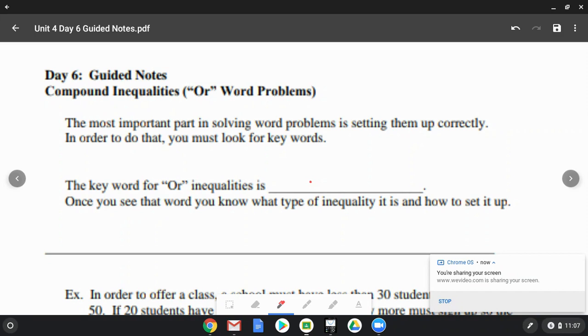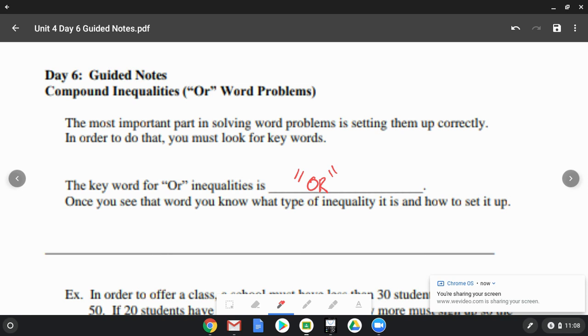With the and type of inequalities, we shaded in the middle, and both of them had to be true in order to make the inequality true. So let's get started here about the keyword. This isn't the easiest one we got. It's just the keyword or. So when you see the keyword or here in these word problems, you know that you're dealing with an or problem.